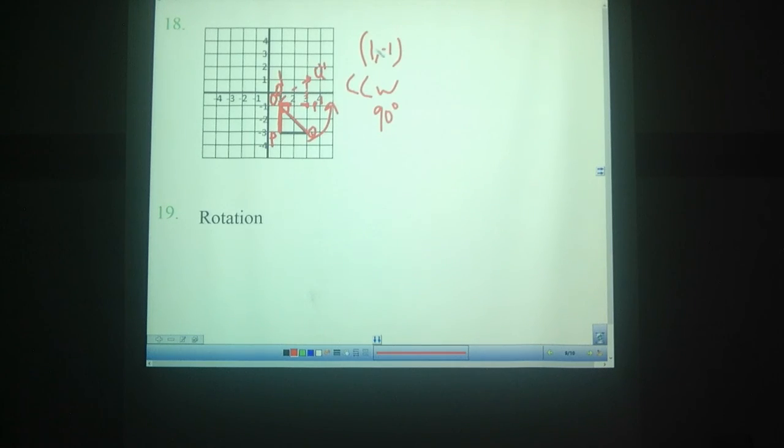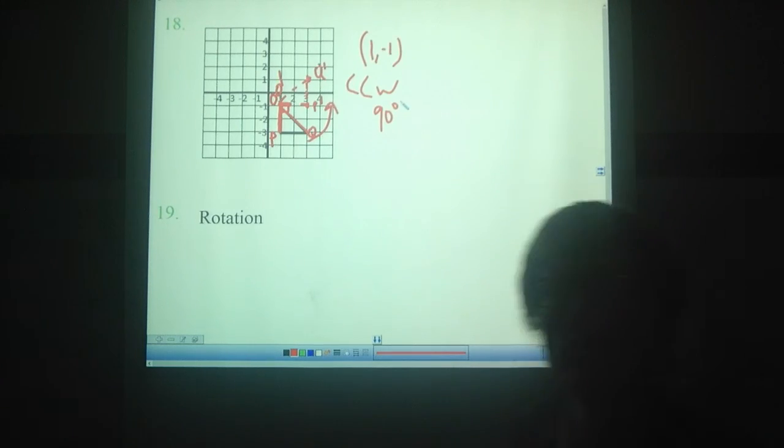By rotating around the point 1, comma, negative 1, counterclockwise, 90 degrees. Rotations are the hardest ones to draw, the most difficult of all of these so far. Dilations can be pretty tricky too, but I actually found some tricks to dilations that I like pretty well. Probably go over that next time.